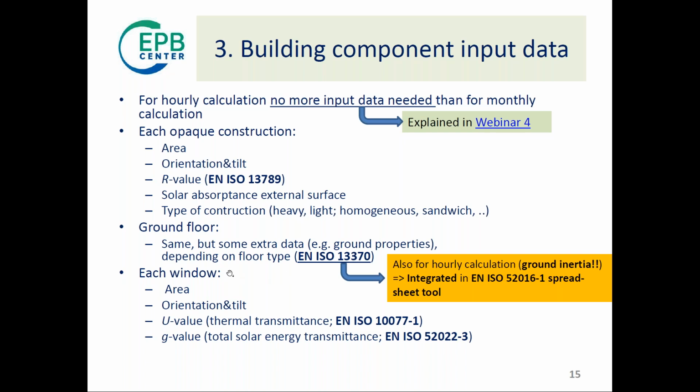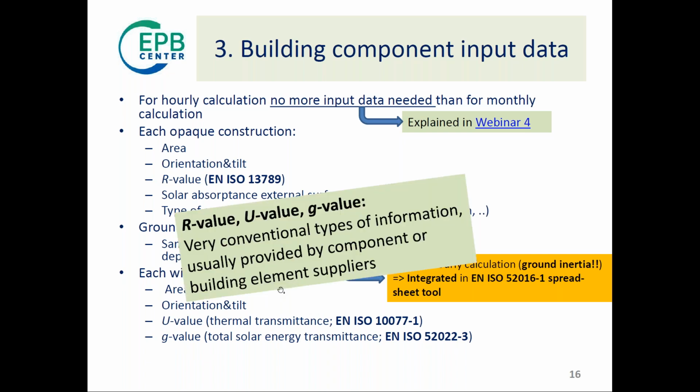Having said that, then we go to the windows. So again, area, orientation, tilt, the U value, thermal transmittance, which is also covered by an EPB standard, and the solar transmittance, total solar energy transmittance, also covered in the EPB standard. And then I can reassure you, if you're not so familiar with these, the thermal resistance or thermal transmittance and solar transmittance data, they are very conventional types of information, and usually these are provided by the component or building element supplier.